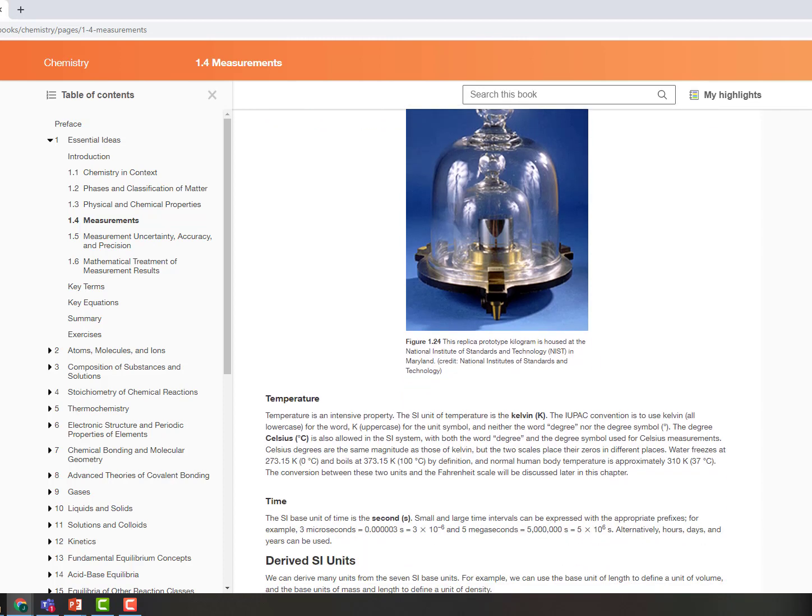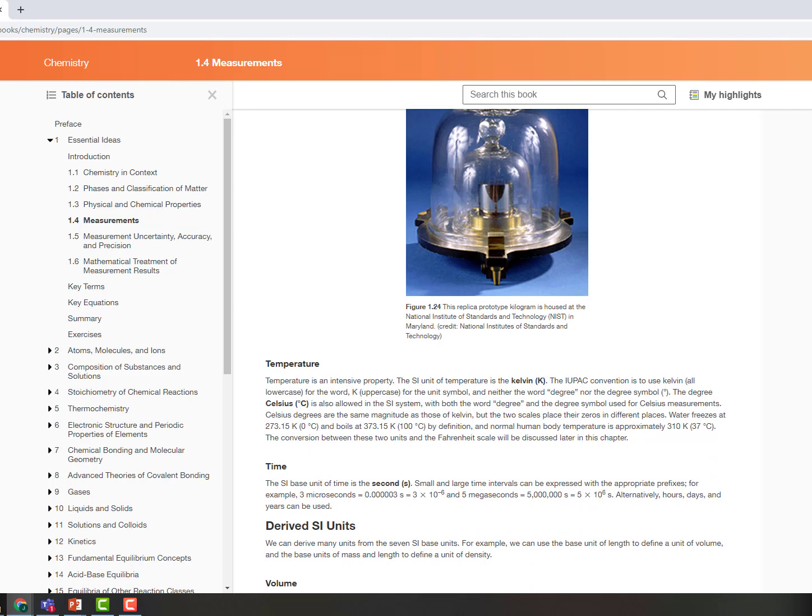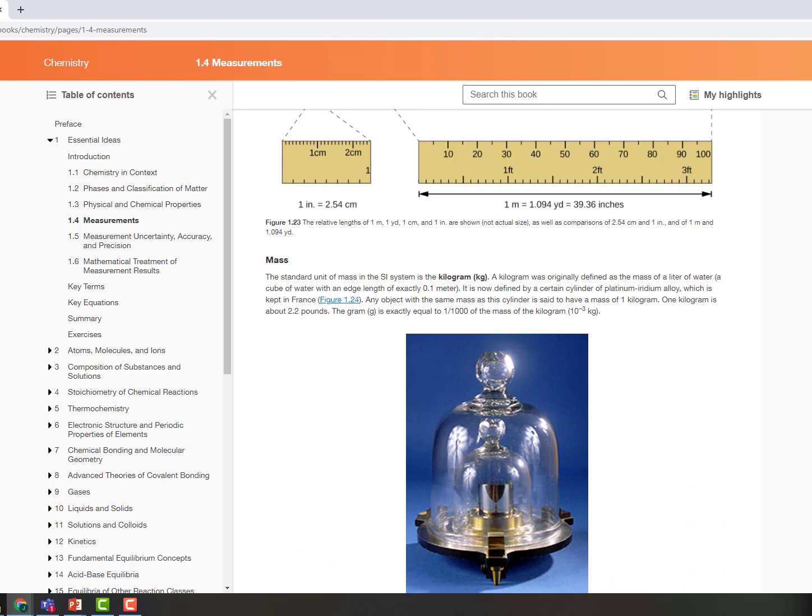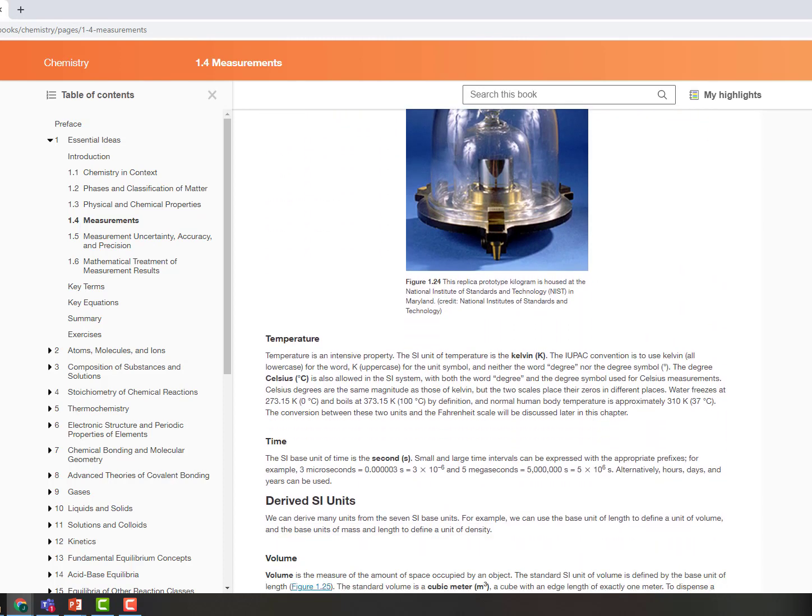Okay, let's talk a little bit about temperature. Unlike mass, which is an extensive property, temperature is an intensive property, it doesn't change based on how much you have. In the SI system, we use the Kelvin, but we also use Celsius. There's a relationship between Kelvin and Celsius where if you add 273.15 to the Celsius temperature, you end up with the Kelvin temperature. So they're related by that difference of 273.15. Usually 273 is close enough.